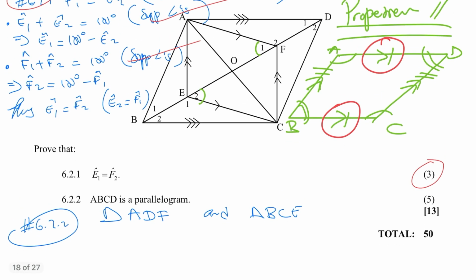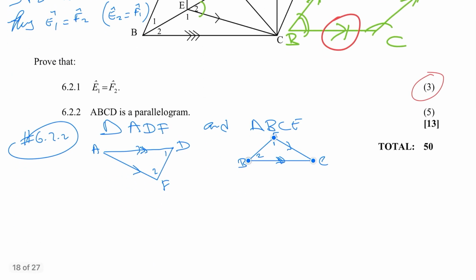Let me just draw it for you. This is triangle ADF. Just have to be careful. ADF, and this is number 2, and this is parallel, and also that's parallel, and this is 1. And BCE, so this is BCE. This is number 1. This is number 2. It's parallel. This is parallel.